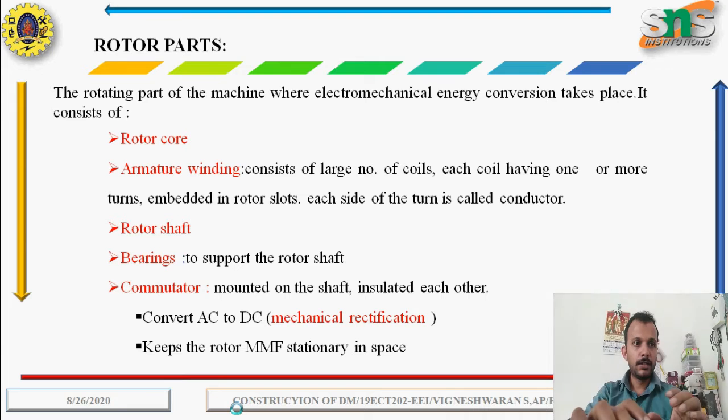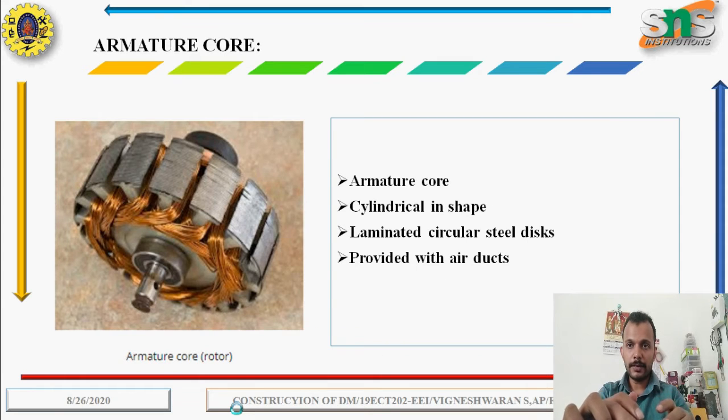The main function of the commutator is rectification. It converts AC to DC. As we know, any generation is only AC, and it has to be converted to DC through a rectifier. DC can't be directly produced, except by using a battery. If generating by other methods, we have to generate AC and rectify it, changing alternating current into direct current. So these are the rotor parts.